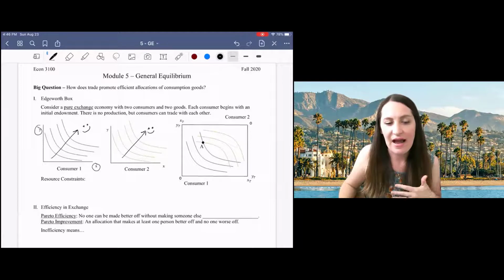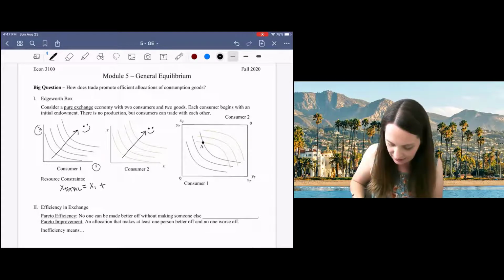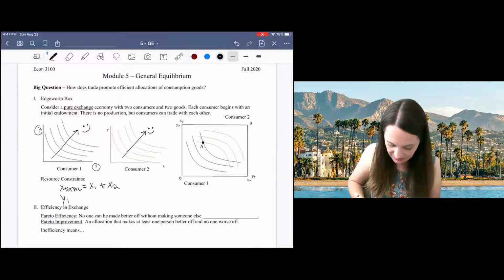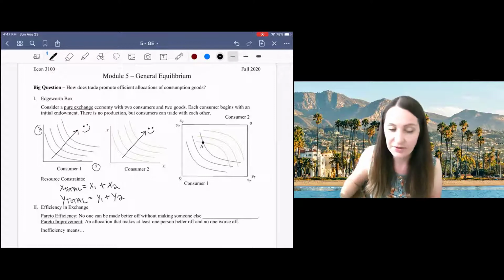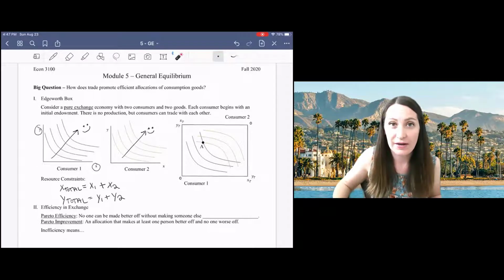Now we'll assume that we have some endowment of X and some endowment of Y, some of which is consumed by consumer 1 and some by consumer 2. So that's our resource constraint. Our total amount of X will be equal to the amount of X consumed by consumer 1 plus the amount of X consumed by consumer 2. And likewise, we have some total amount of Y, which is equal to the sum of consumption across both consumers. This allows us to combine our two sets of indifference curves into one graph.